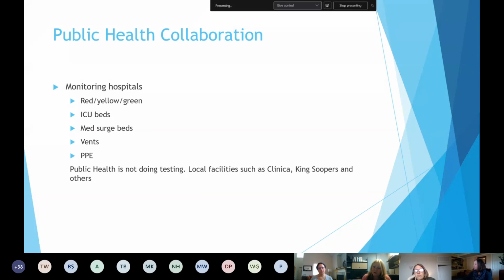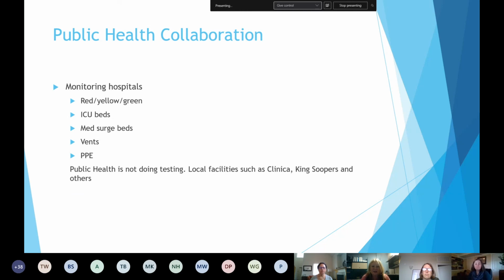We work really closely with public health. Public health has their own incident management coordination group. They have their own incident commander, and we work really closely with them. One of the big things that they have been doing is, of course, looking at the testing and the numbers. And you've probably seen a lot of that if you go to the Boulder County Public Health website. You'll see the breakdown of numbers in Boulder County by age, by race, by location, etc.